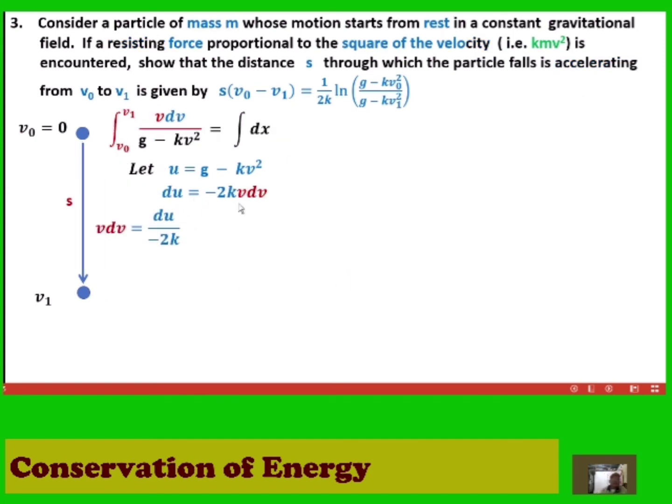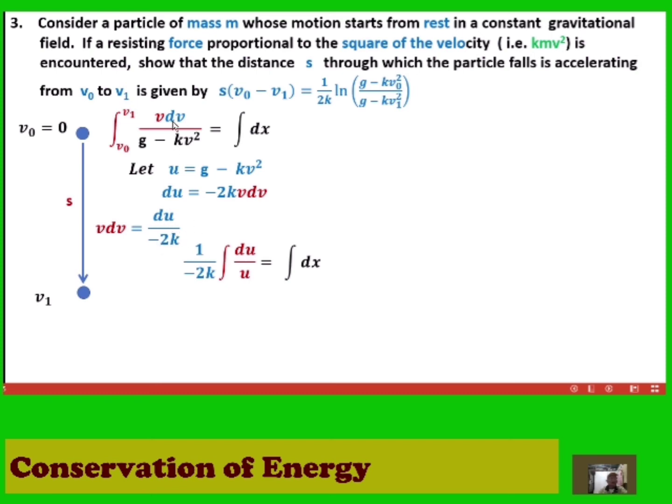So from this equation, du equals negative 2kb db. We solve for b db because in our integral we have here b db. So it is equal to du over negative 2k. So we replace this one. So our b db, our fraction becomes du over u. We replace b db by du over negative 2k.